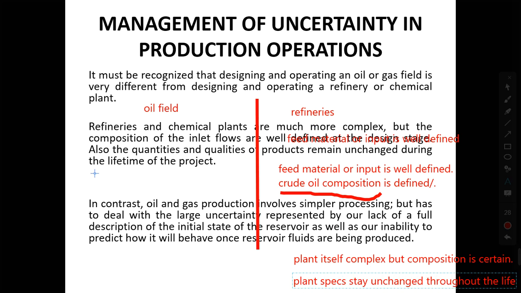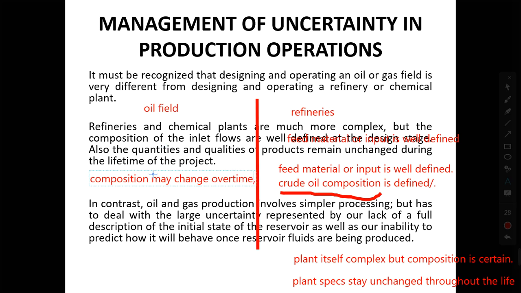But in the oil field case, the composition may change over time. It is very uncertain. For example, today we are producing 10,000 barrels of oil, but maybe after 1 year pressure declines and it becomes 8,000. Or maybe there was a fault or fold, a gas pocket comes in, or the water production level rises. So we don't know. The composition may change over time. It's quite uncertain, but the process is simple.